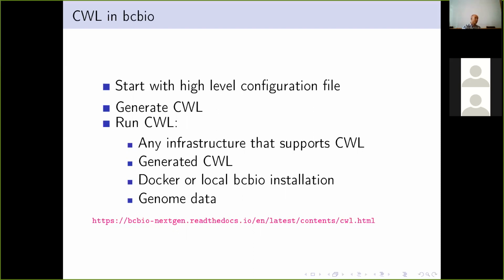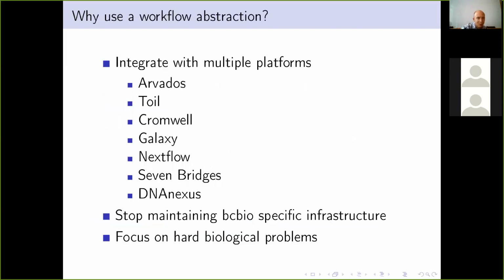So what this is doing is letting us run anywhere, right? The reason it's a pain to do this is that I have to rip out all the internals of bcbio and convert to a different language, and it's hard, right? So why do that? The reason is, and I'll talk about all the different slides, that you can integrate with multiple platforms now. So now we can run on Arvados, we can run on Toil, we can run on Cromwell, Galaxy, Nextflow, Seven Bridges, DNAnexus, all these different places, because we built this abstraction.